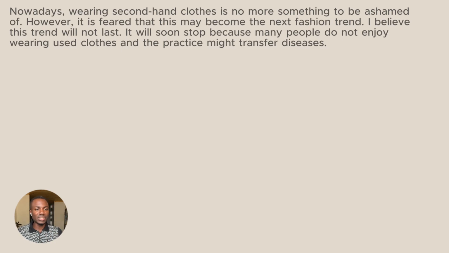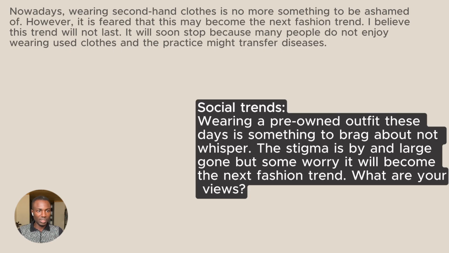When you look at the first sentence, nowadays wearing second-hand clothes is no more something to be ashamed of. So we just rephrased the general statement that was made in the question. So for pre-owned outfit, we use second-hand clothes, and then something to brag about, which means something not to be ashamed of. And there is another word in the question, stigma, and I think that is what we did. And we use a time connector, nowadays, which I believe is good per what we have discussed about how to write a generalization. So that is good.